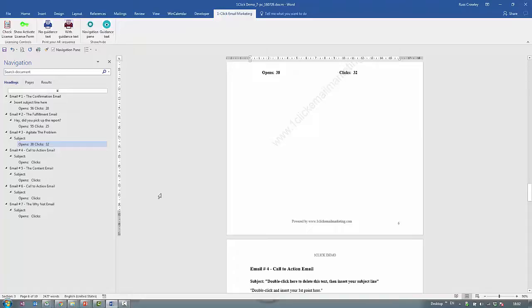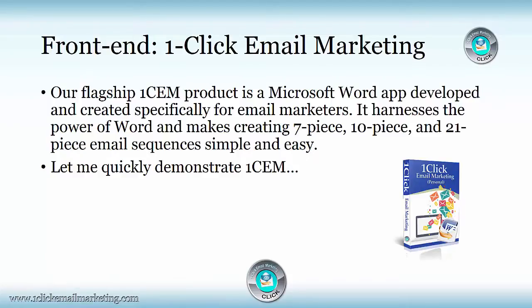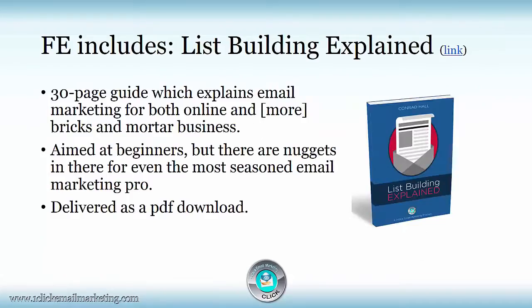And as I say, with the personal license, you can create email sequences for your own products, for yourself basically, for anything that you do for yourself, but you cannot do it for others. For that, you will need the client license, which I'll come on to in a moment. But I'll just go back to my PowerPoint. So there we have the One-Click Email Marketing Word application.